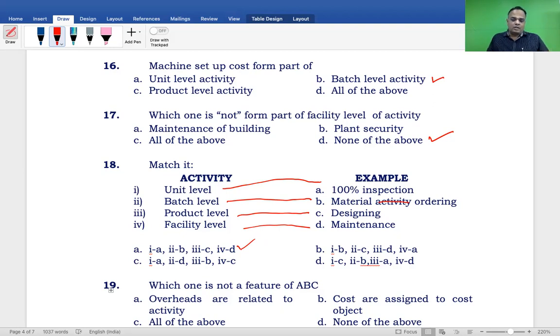Which one is not a feature of ABC? Overheads are related to activity. Cost assigned to cost object. All of the above. None of the above. Overheads are related to activity, right? Yes, sir. Costs are assigned to cost object. Right or not? Yes, sir. Okay. So not the feature means none of the above. Am I right?